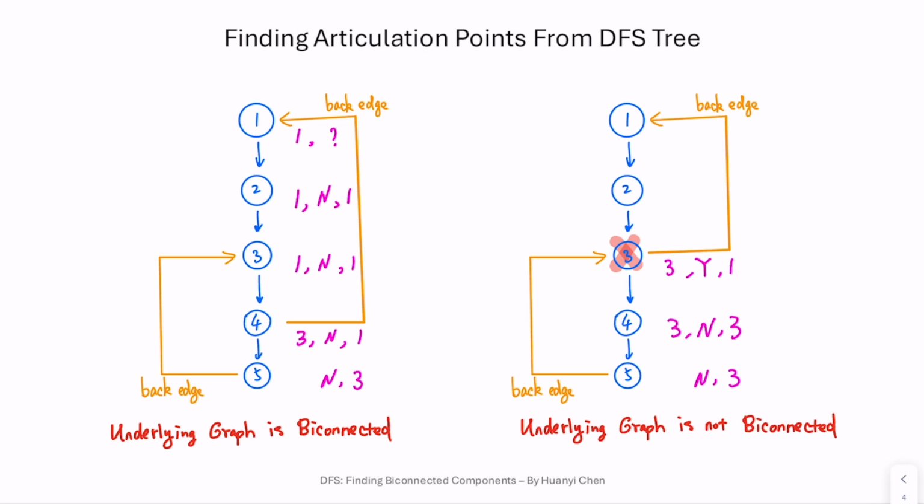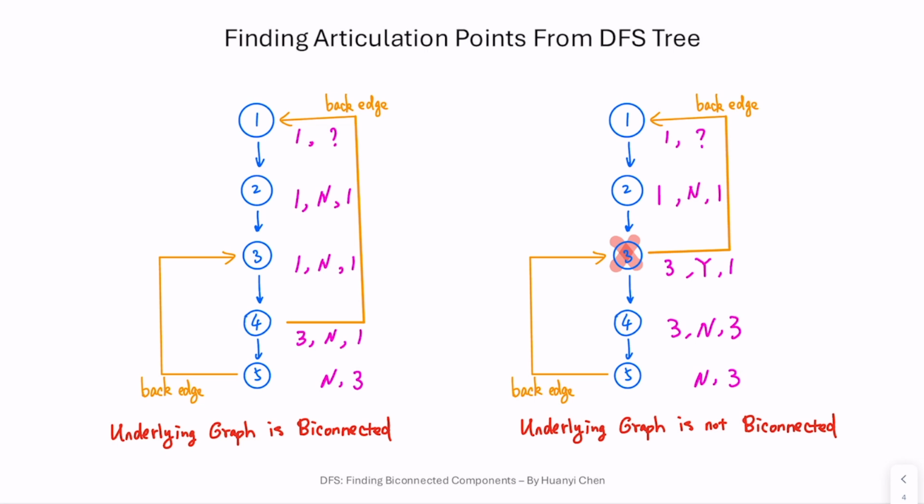This finding is propagated to node 2. Since node 1 is discovered earlier than node 2, node 2 is not an articulation point. And again, node 1 is the earliest node that can be reached by node 2. And this finding is propagated to node 1, but we need to check the root node differently. So for the right DFS tree, we can tell that node 3 is an articulation point.